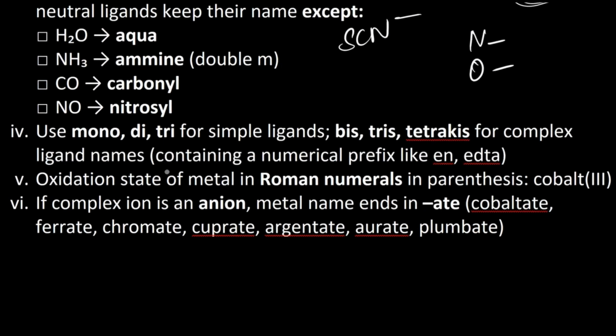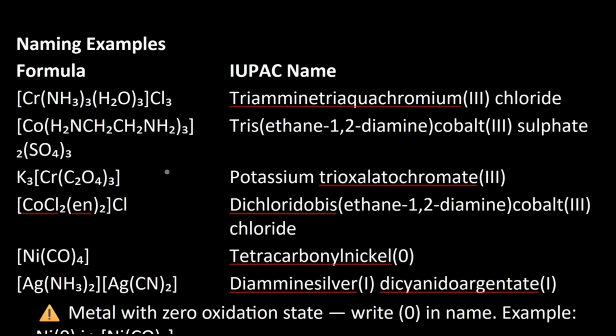Then you use mono, tri for naming, and the oxidation state of the metal should be mentioned in Roman numerals. If the ionic form is given, please mention that it is an ion in the end. And also if the complex itself is an anion, the sphere itself is an anion, you should end the metal name with an "ate" sound, like cobaltate, chromate, cuprate, argentate, aurate, plumbate, like that. Okay. Then these are the examples of naming.